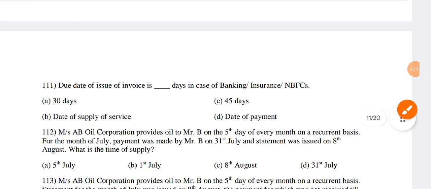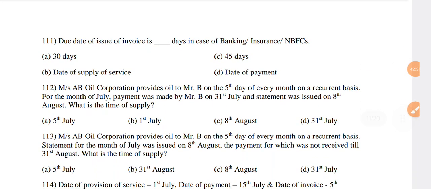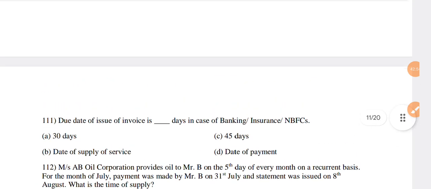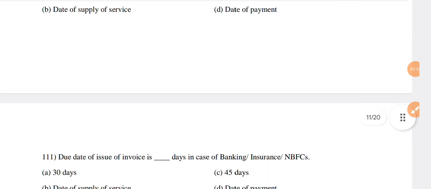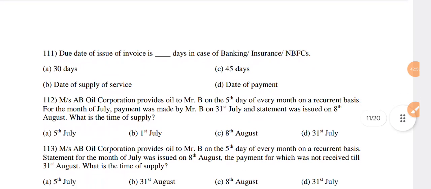Next question. Due date of issue of invoice is dash days in case of banking, insurance, NBFCs. Option A, 30 days; B, 45 days; C, date of supply of service; and D, date of payment. The correct option is C.